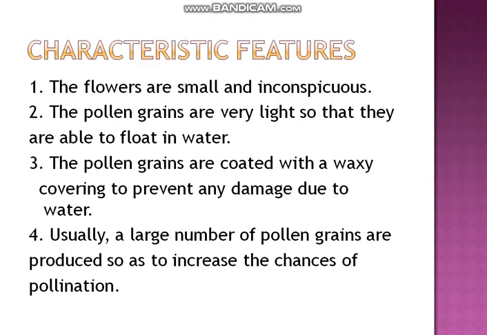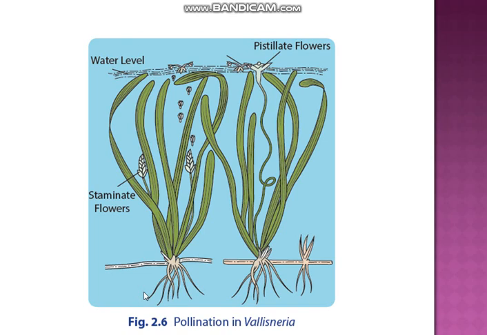Then what are the characteristic features of water pollinating plants? The flowers are small and inconspicuous. The pollen grains are very light so that they are able to float in water. The pollen grains are coated with a waxy covering to prevent any damage due to water. Usually a large number of pollen grains are produced so as to increase the chance of pollination. And here is an example of pollination in Vallisneria, water pollination.